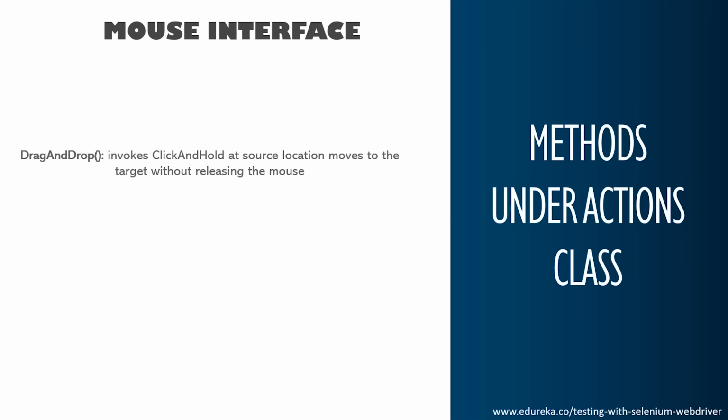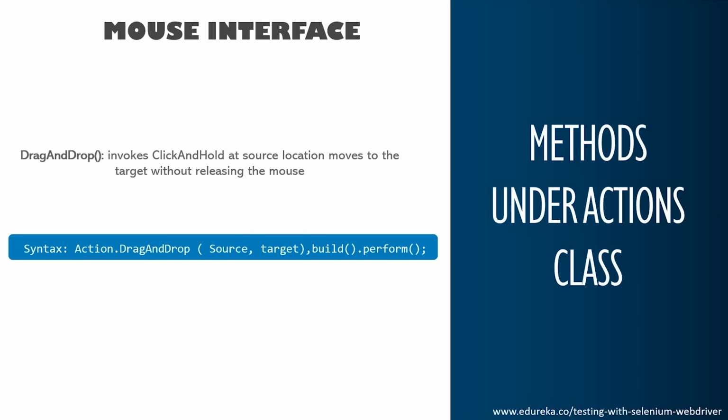To execute this drag and drop feature in Selenium, we require two attributes, namely the source locator and the target locator. The syntax goes something like this. It says action.dragAndDrop, specify the source locator and the target locator, and build and perform. Okay, so this is about the drag and drop method in the actions class.